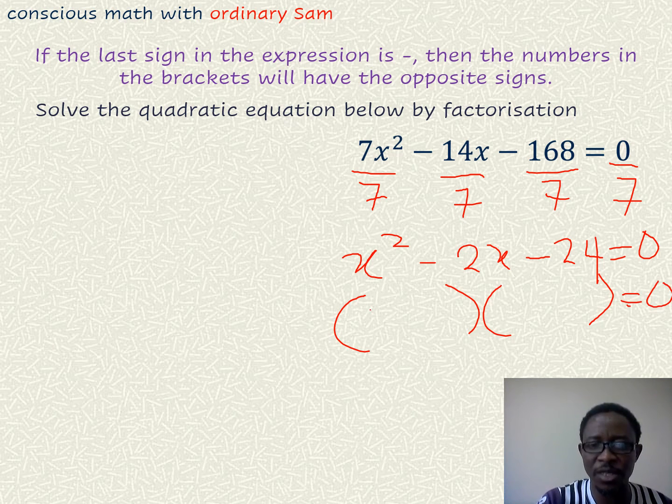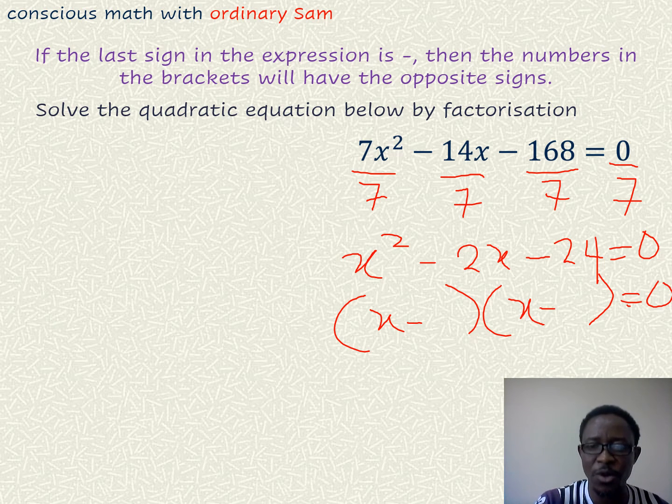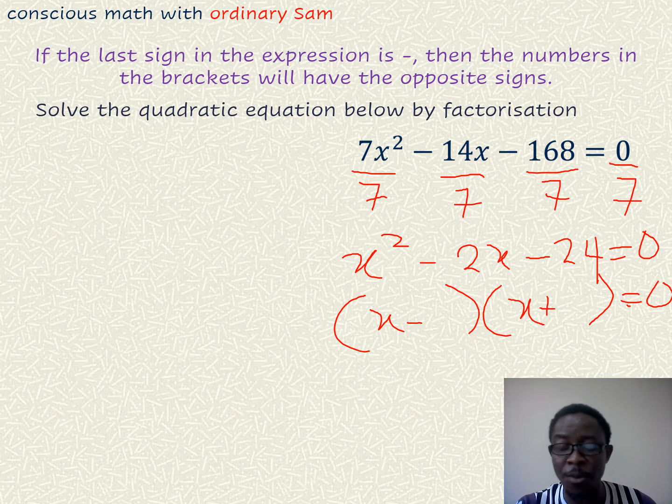The variable I'm dealing with is x and x. The last sign is minus. Therefore, I am going to write opposite signs in the bracket. I will start with minus because the middle term is minus. So I have minus and then a plus. Now, I will ask myself, what are the numbers that when I multiply, I will get 24. The two numbers that when I multiply, I get 24. But when I subtract, it will give me 2. The numbers are 6 and 4.